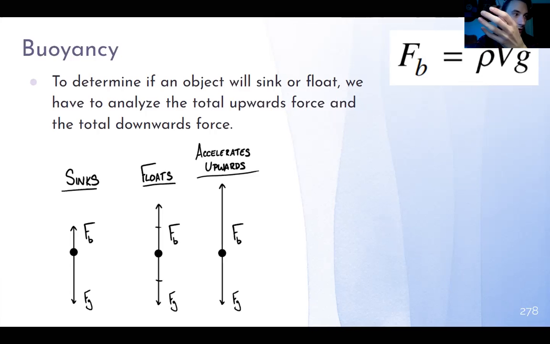If we put something in any fluid and it starts accelerating upwards, that means that our buoyant force is greater than our gravitational force. Something like that would be, you stick it underwater, it's fully submerged, it has this upwards buoyant force. When you release it, it starts going upwards. We know that we have a net upwards force and a net upwards acceleration.